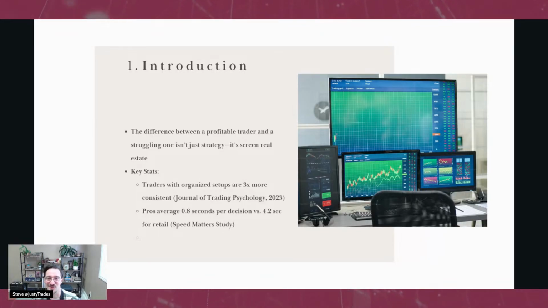But it is what it is. We can do what we can to mitigate it by getting all the information we need in front of us.